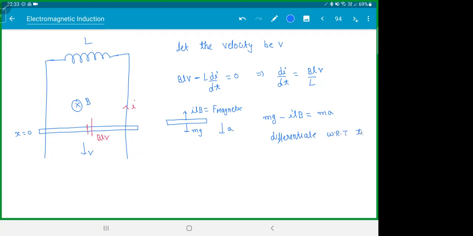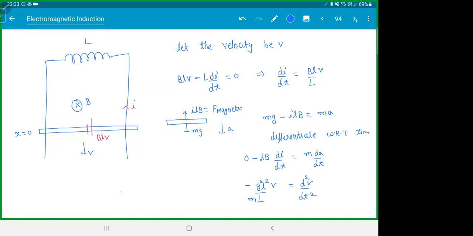Differentiate with respect to time. mg will be 0. This will be L B di by dt. This guy will be m dv by dt. But remember, acceleration is dv by dt. What is di by dt? That will be B squared L squared v by capital L. If you bring mass this side, this becomes d squared v by dt squared.